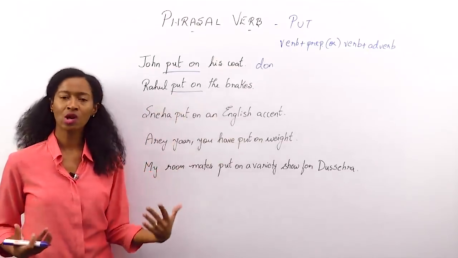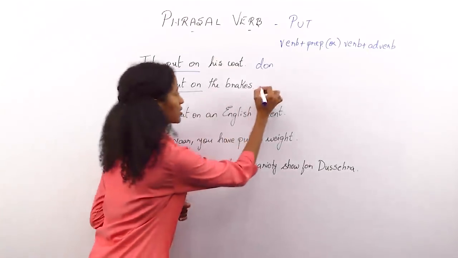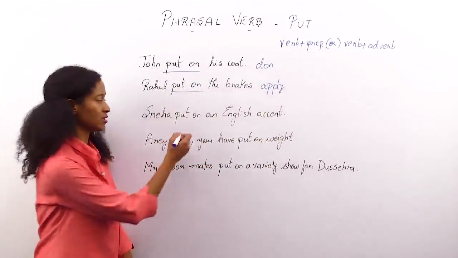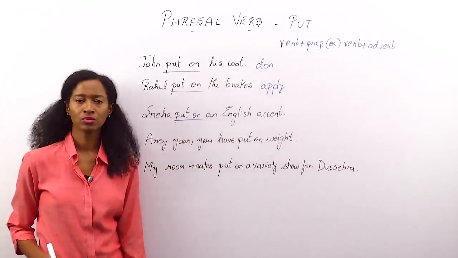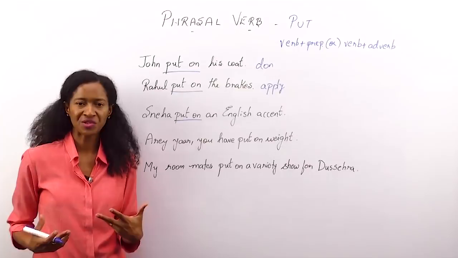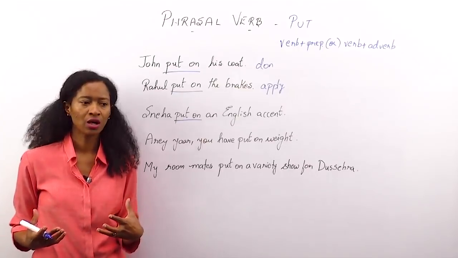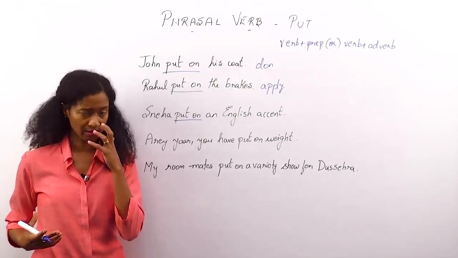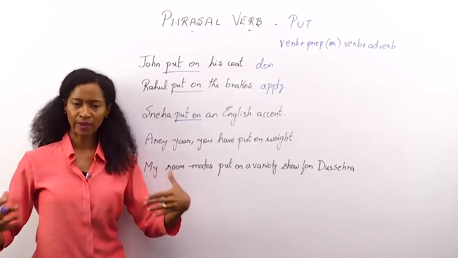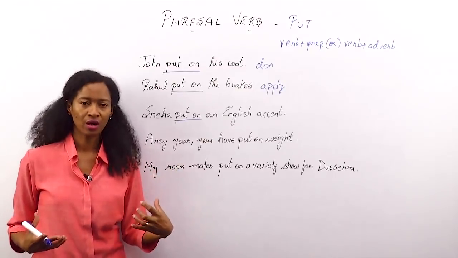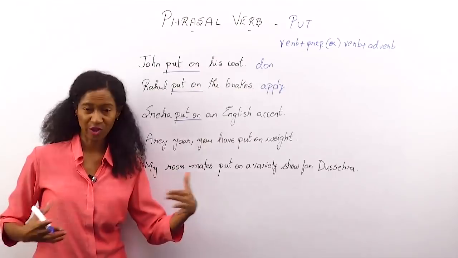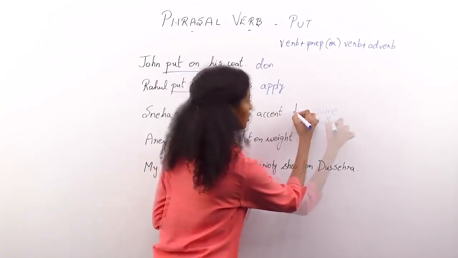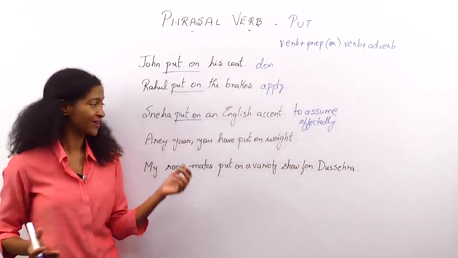Rahul put on the brakes. So in this context, what can put on mean? He applied the brakes. Sneha put on an English accent. So what can it mean? Obviously, when you're speaking to Sneha, you know that she is suddenly talking with a Brit accent, right? So she's assuming to be English, or she's assuming to be from the UK or the US. So to assume, effectively. Maybe she's doing a good job of it, okay?